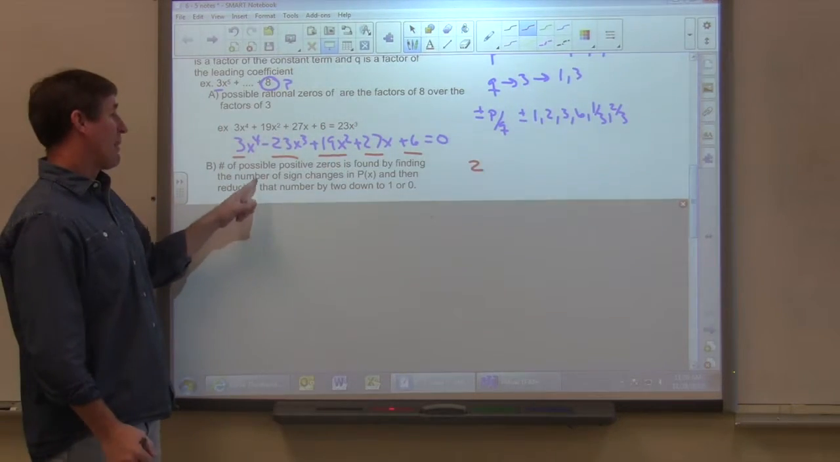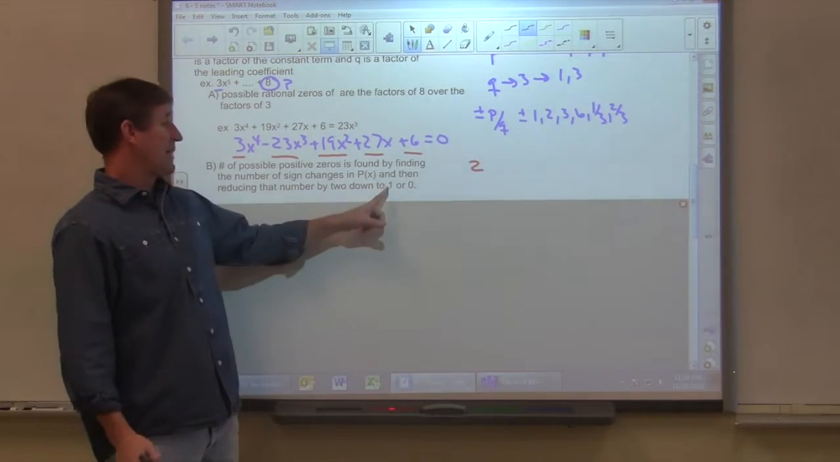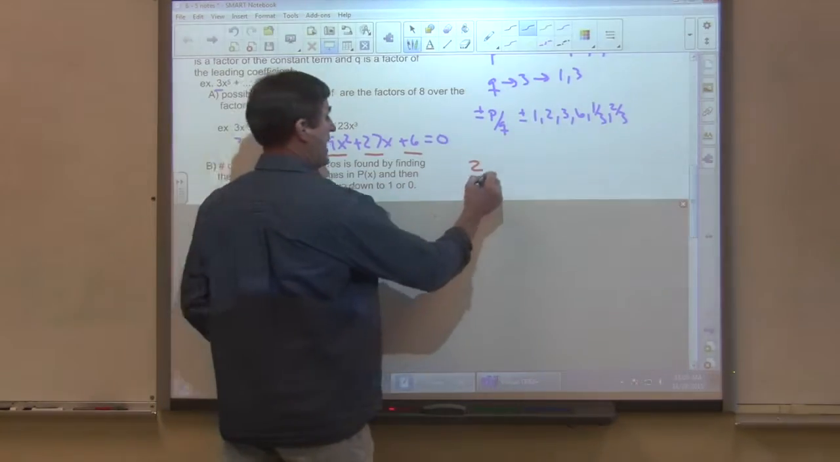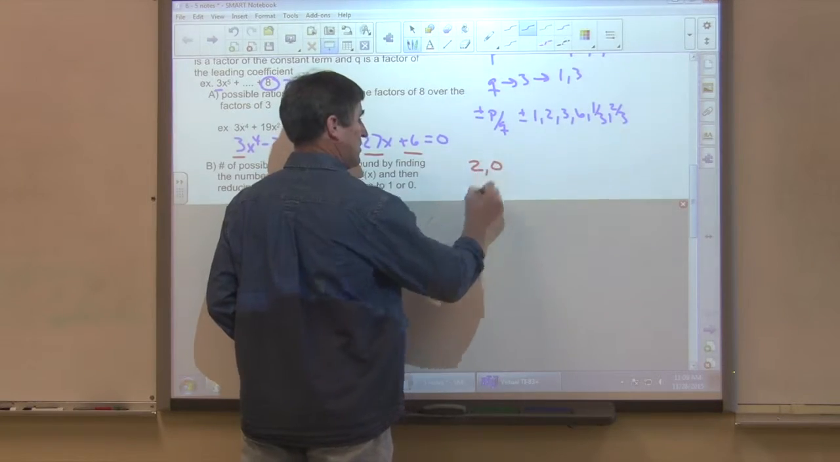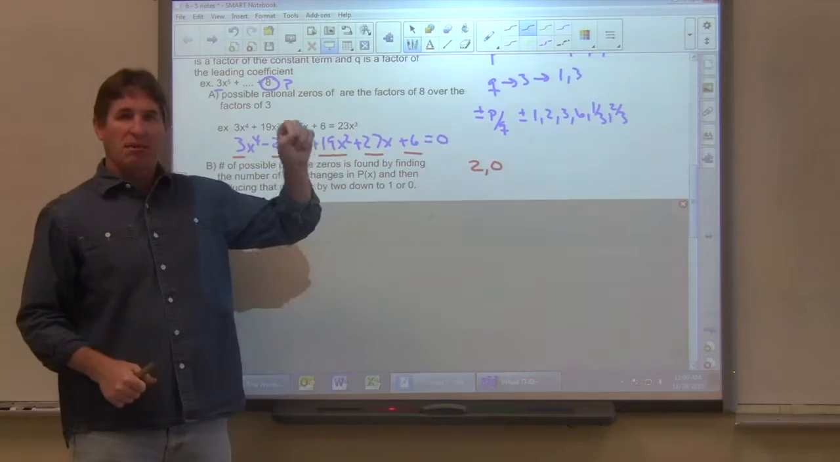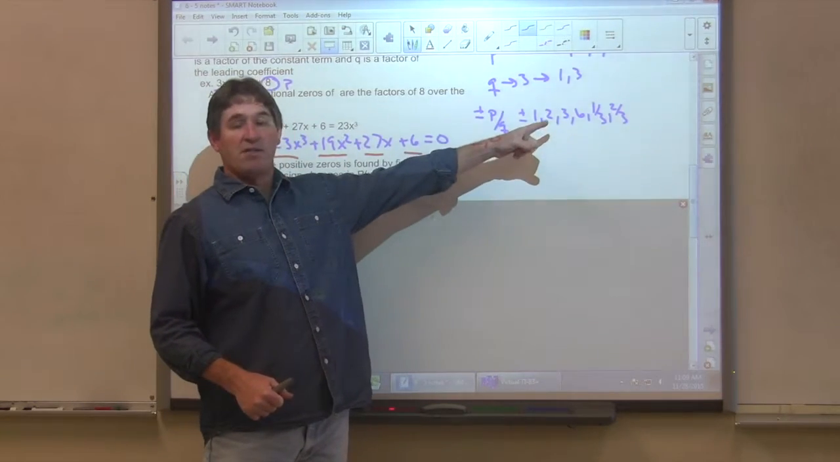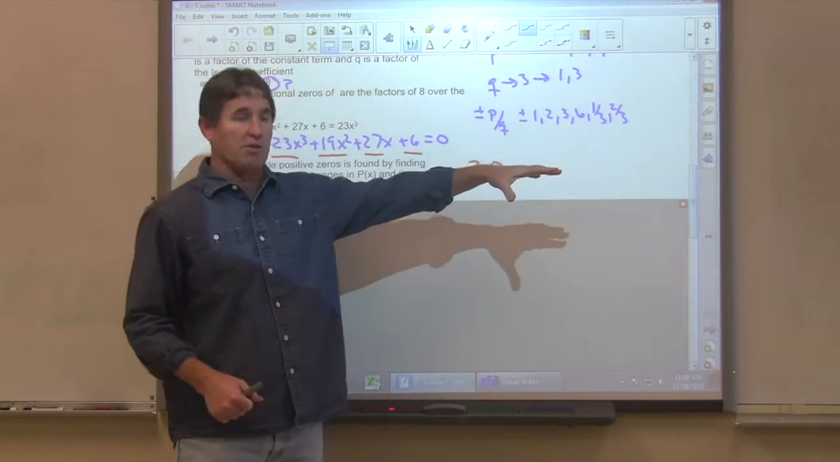And then we go down by reducing that number by 2. So we go down by 2's until we get to 1 or 0. So in this case, it would be 2 or 0. What this tells you is the number of possible positive solutions. So there's either 2 positive solutions or there's no positive solutions.